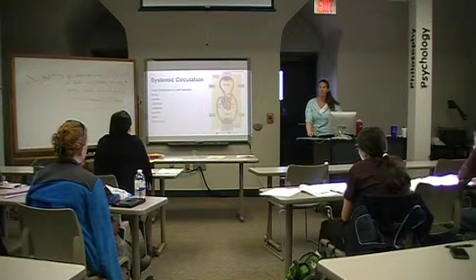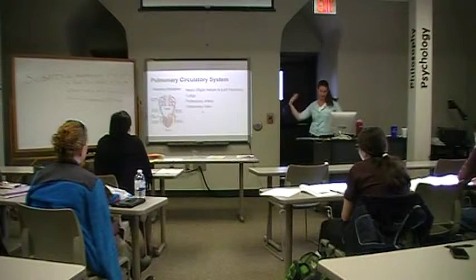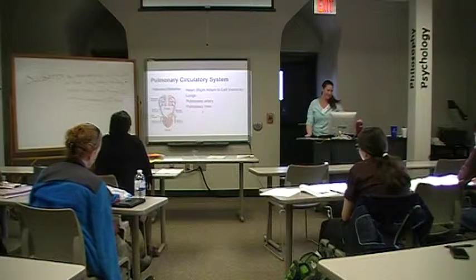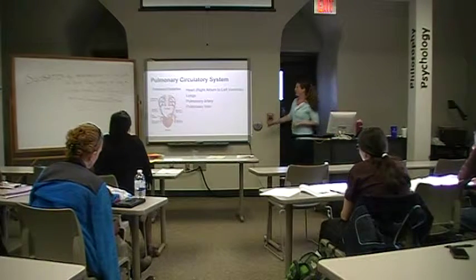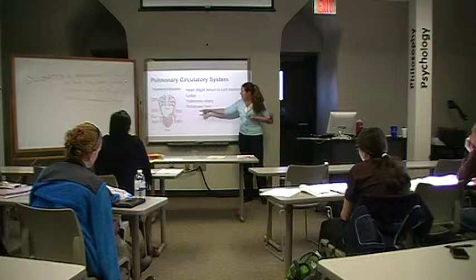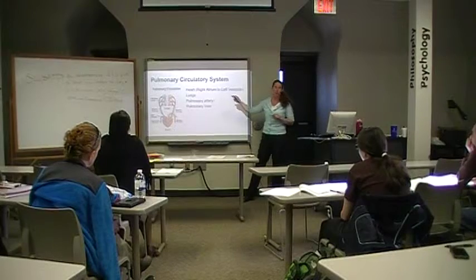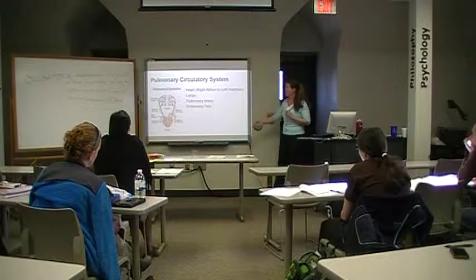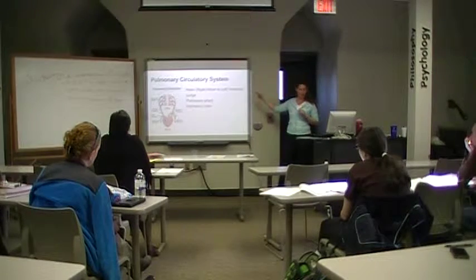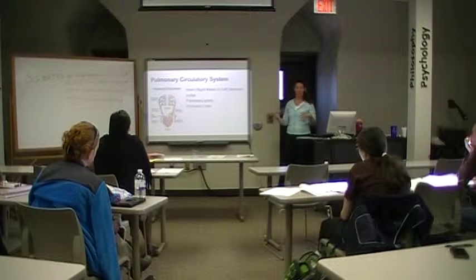And I know we're going a little fast, but we do have an activity, and it's going to sink in then. Okay, pulmonary circulation. Pulmonary circulation goes from the right atrium to the right ventricle, up through the pulmonary artery to the lungs, the pulmonary veins, and back to the heart.